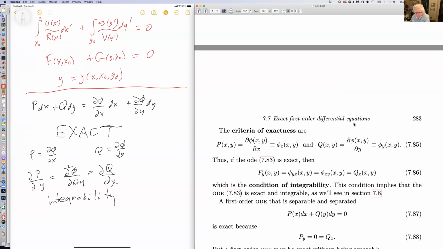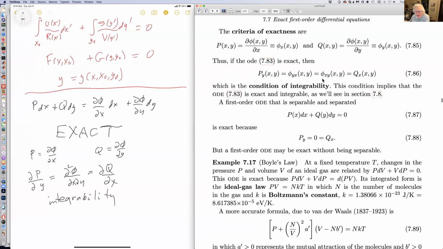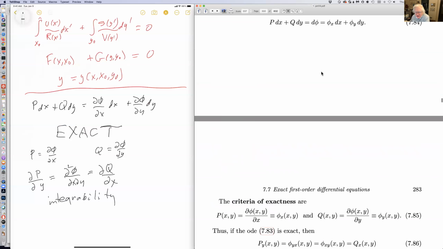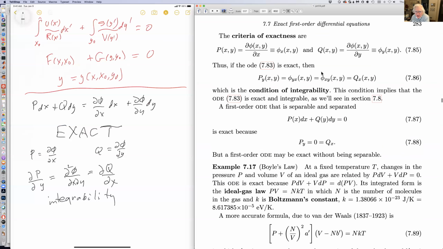In any event, if we have this condition of integrability, then the ODE, the ordinary differential equation, is exact, and we'll see that it's integrable. In particular, a first order ODE that is separable and separated looks like this. This is exact because the y derivative of p is 0 and the x derivative of q is 0, so they satisfy the condition of integrability.